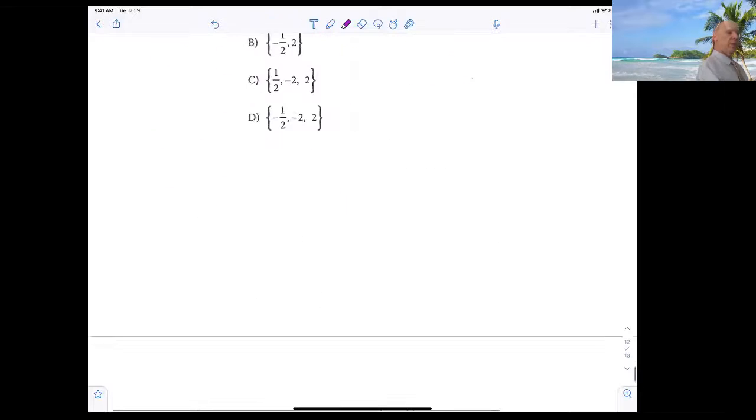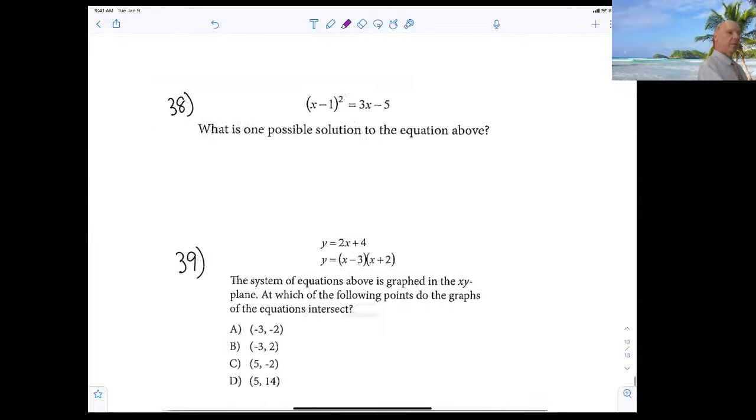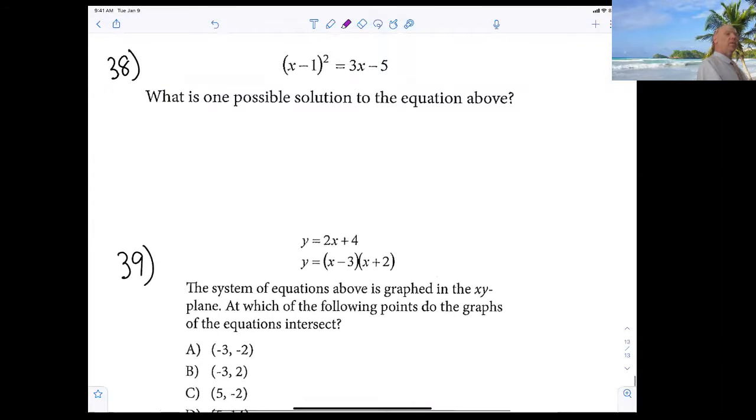All right, let's have some more fun. 38. What is one possible solution? Okay, so now we have an issue. What do I have to do with x minus 1? Square it. So now we've been practicing this. You should be able to tell me what x minus 1 squared is. X squared minus 2x plus 1 equals 3x minus 5.